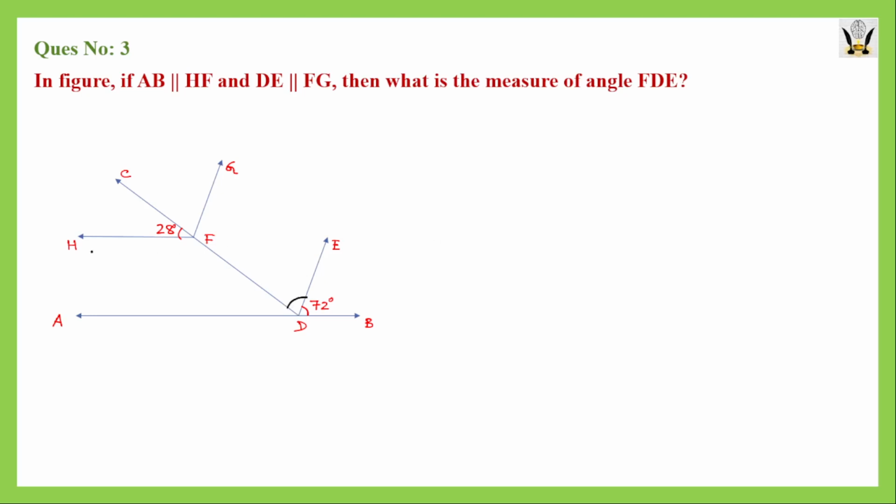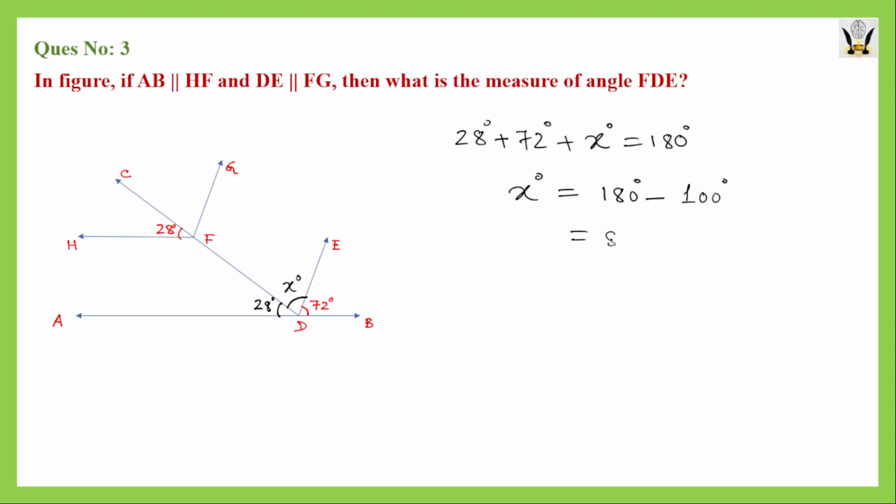Now this is very easy, as we can see here that AB and HF, these two lines, are parallel to each other, and this line CFD is a transversal. So this angle which is given as 28 degree and this angle, these two are corresponding angles. So the measure of this angle will also be 28 degree. And if we take this angle FDE as x, then these three angles actually form a linear pair. So the summation of these three angles will be 180 degree. So x degree will be very easy, it will be 180 degree minus 72 plus 28, this will be 100. So 180 minus 100 degree, so it will be 80 degree.